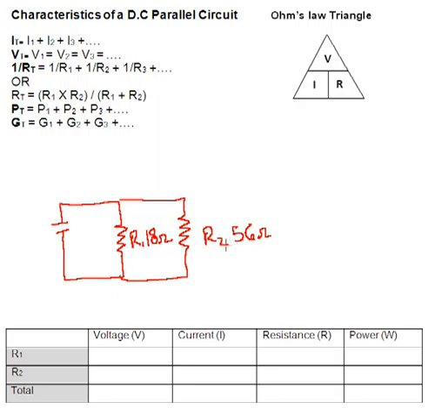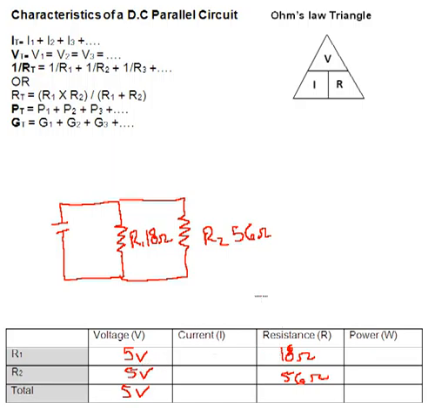The next step is to use our chart. We know that the total voltage is 5 volts, and we know the two resistance values, 18 ohms and 56 ohms. So now we can use our characteristics of a DC parallel circuit, which states that Vt equals V1 equals V2 equals V3. So we know that R1 is 5 volts and R2 is 5 volts.